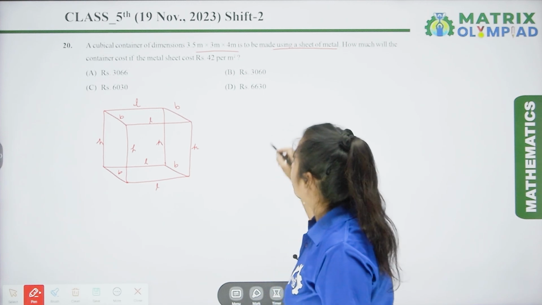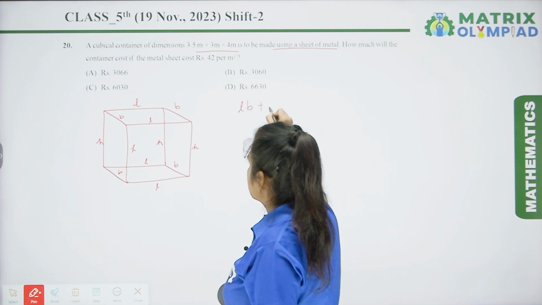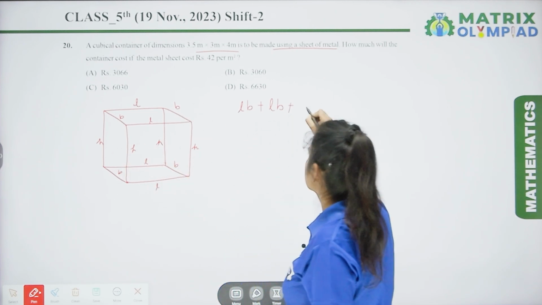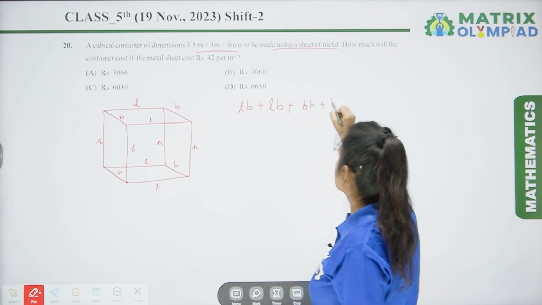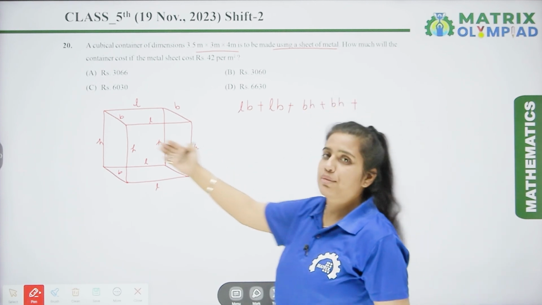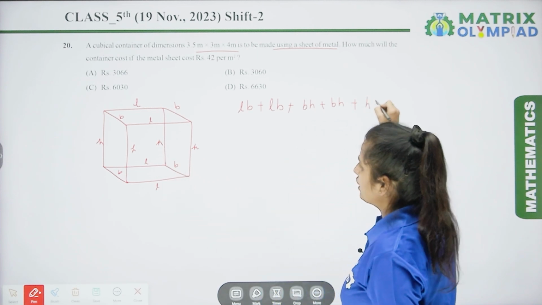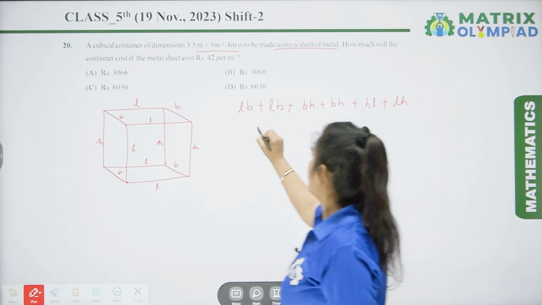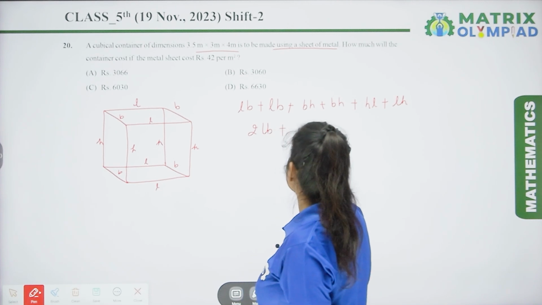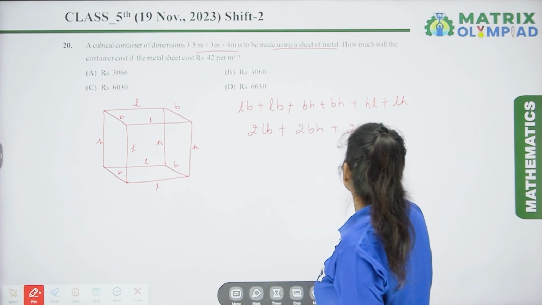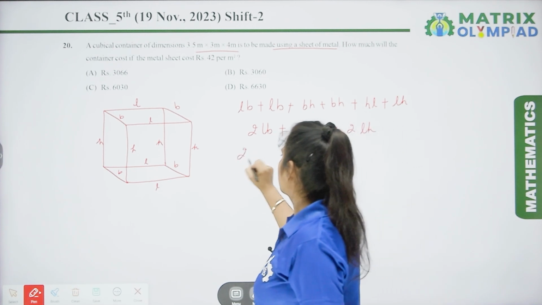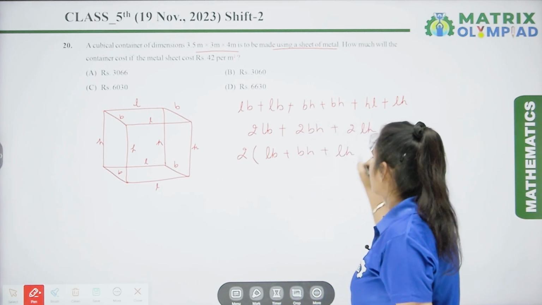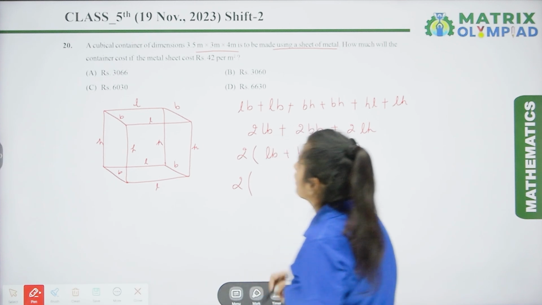Here we have LB plus LB. Top and bottom we have covered. Now the side faces: BH plus BH, and now the front and back faces: height and length, LH plus LH. So 2LB plus 2BH plus 2LH. Here we take 2 as common, so 2 times (LB plus BH plus LH). Now we put the values of length, breadth and height in this.